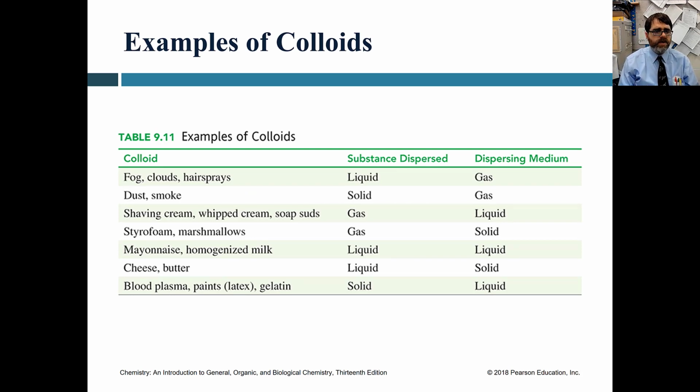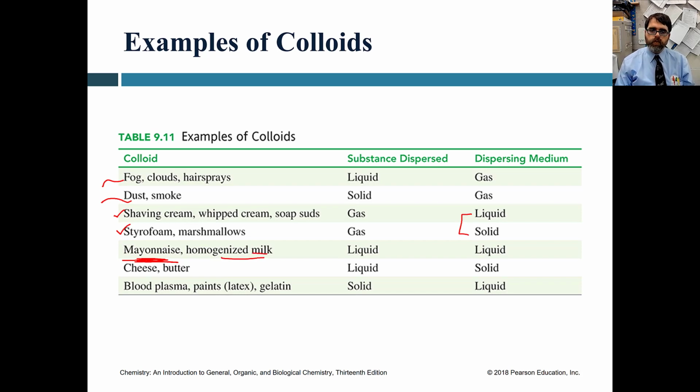I'm actually going to take some time to go through some of these because I think they're a little bit harder to understand just on their own. But fog, cloud, hairspray, dust, smoke, pretty much anything that is shaving cream, whipped cream, soap suds, styrofoam, marshmallows. They're even kind of made by whipping them. It's just that what is trapping them is different. I remember the first example that was given to me was mayonnaise, and I hate the taste of mayonnaise. In fact, it tends to make me hurl when I have it. It is a colloid. Milk is also a colloid, interestingly.